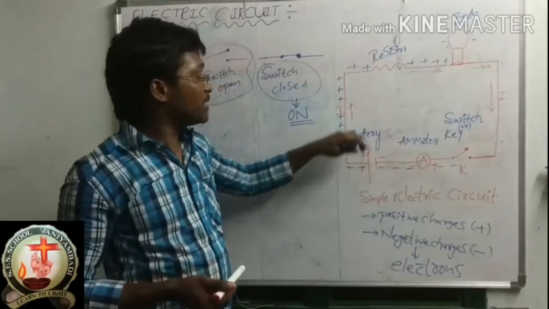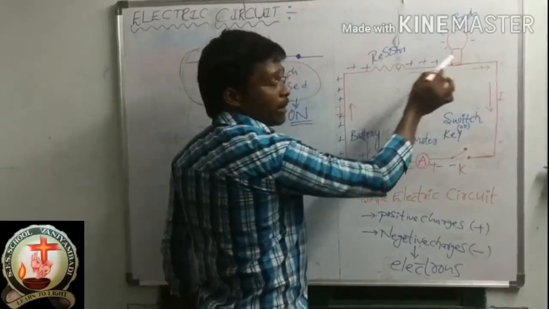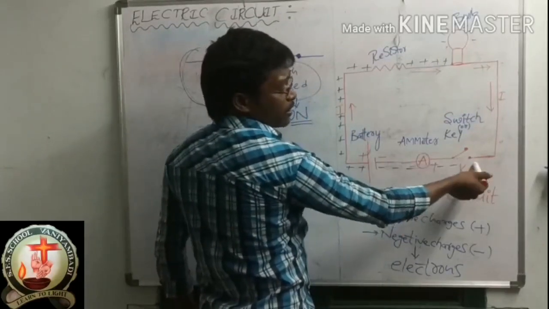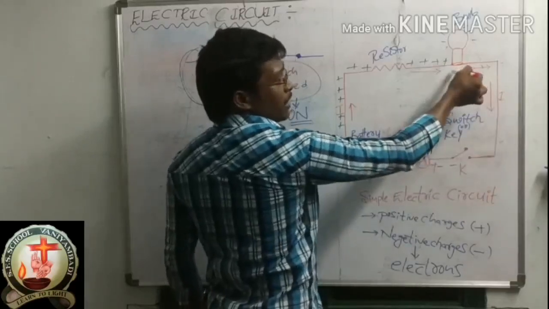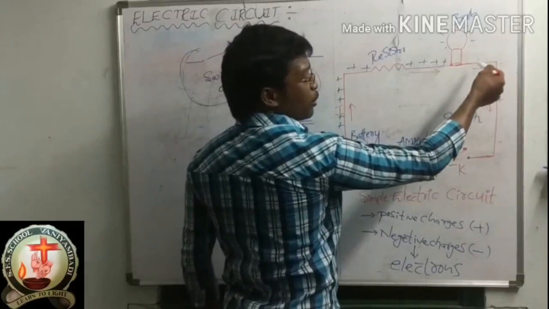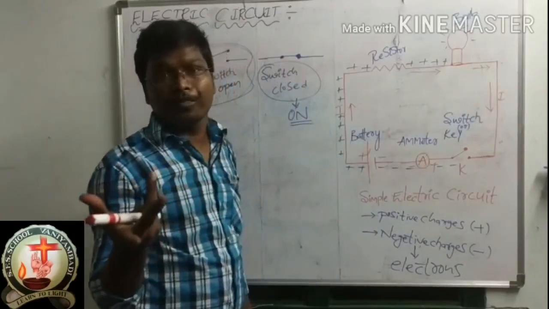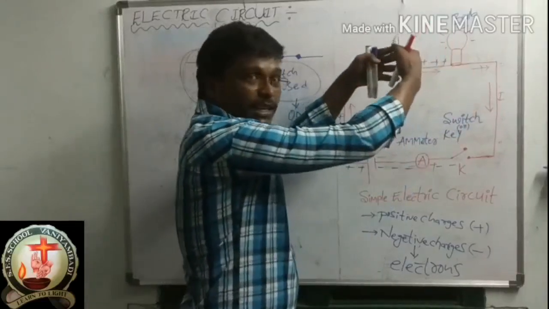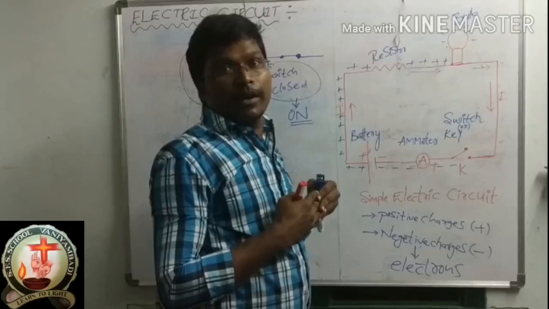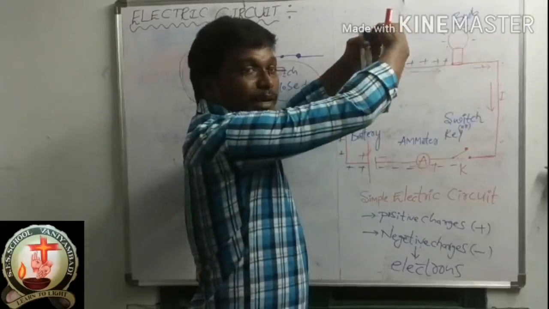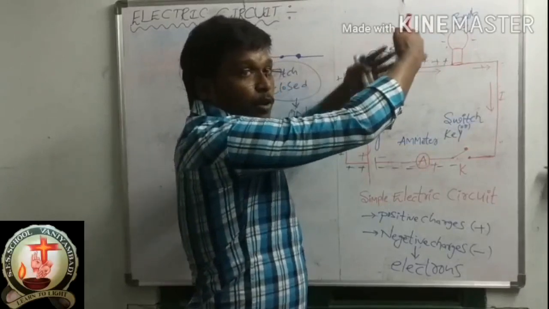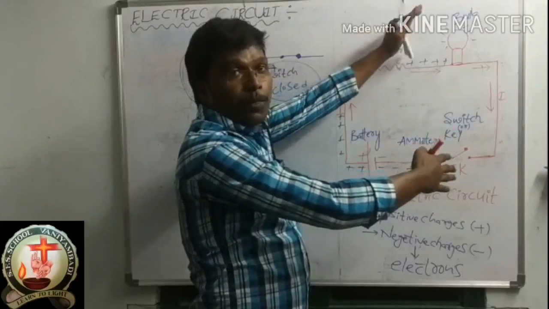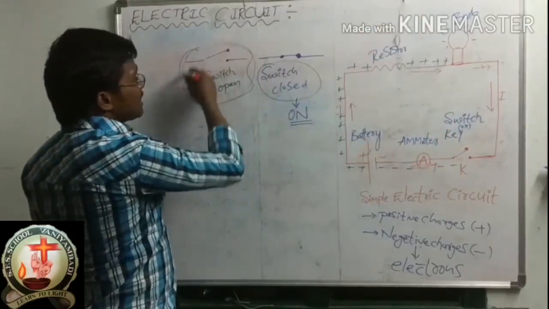But these positive charges will reach directly. These positive charges will reach the bulb, but negative charges will stop here. They won't cross this switch. So they won't cross this switch means these electrons cannot reach this bulb. Whenever the electrons are not able to reach the bulb, it won't glow. Whenever these two charges reach the bulb, only then will it glow. Positive charges are moving, negative charges are not moving. So the bulb won't glow. Okay, so this condition, switch is open.